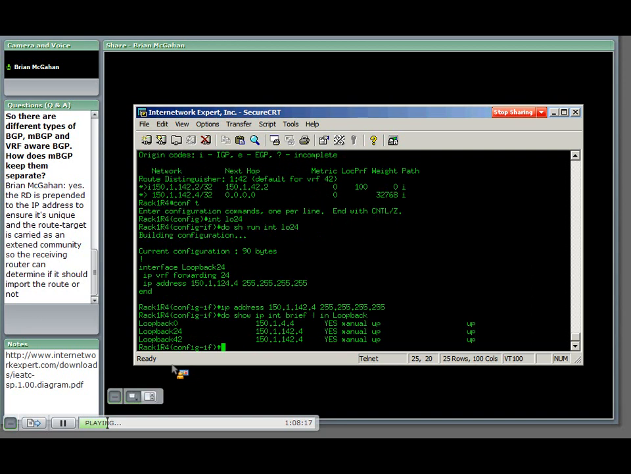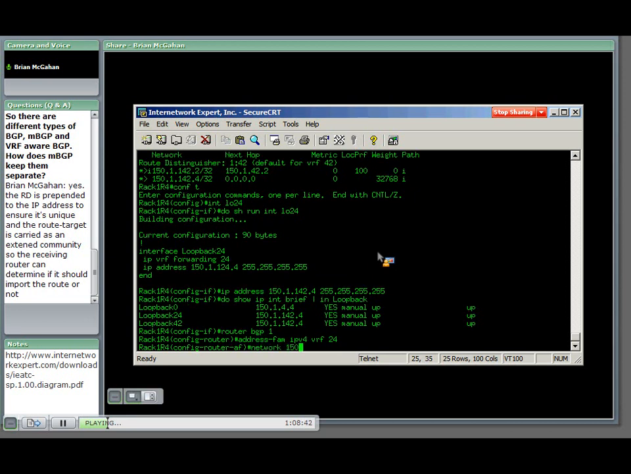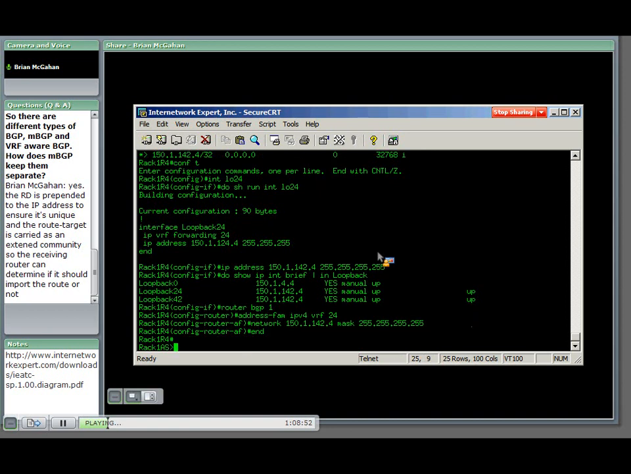So if a packet comes in an interface that's in VRF24 and it's going to 150.1.142.4, it knows which specific destination to send that to. If it comes in an interface in VRF42, it knows that this is the specific destination that it is looking for. Okay, if we go back to the BGP process here and we say address family IPv4 VRF 24, network 150.1.142.4 mask 255.255.255.255.